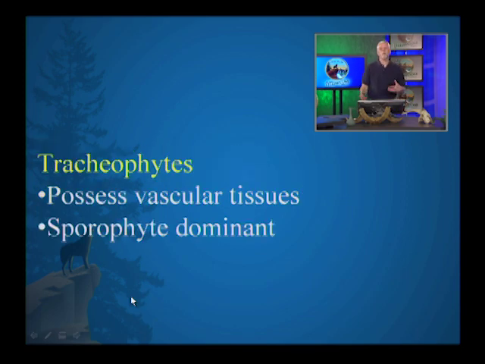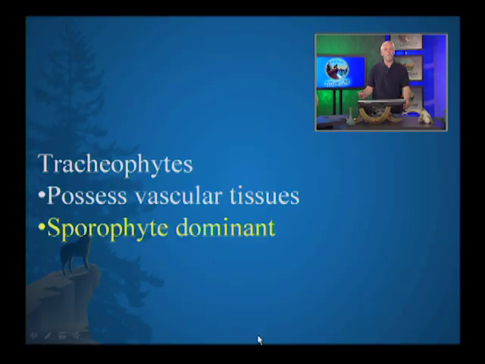Now, there are a number of other plants that are tracheophytes. The tracheophyte plants would be plants that do have vascular tissues. So again, the mosses are not tracheophytes. They are avascular. And so the rest of the plants that we're going to talk about are tracheophytes. They possess vascular tissues. And all of the tracheophyte plants are sporophyte dominant.